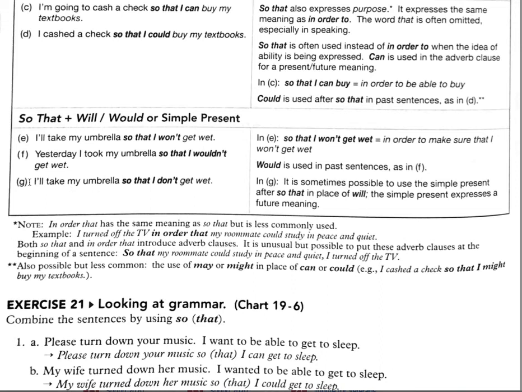Letter G, I'll take my umbrella so that I don't get wet. It is sometimes possible to use the simple present after so that in place of will. The simple present expresses a future meaning. So here, I'll take my umbrella so that I don't get wet, instead of won't get wet. Here you're using the simple present and it gives you that future meaning anyway. Okay?